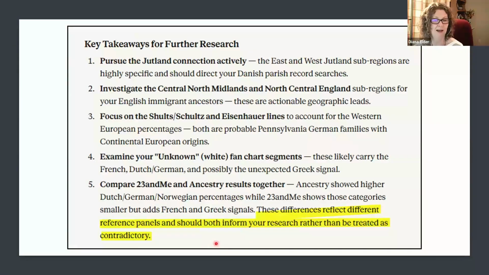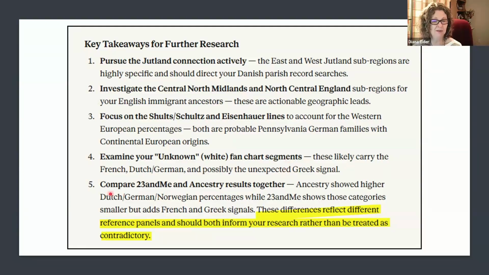And the ones that I really thought were interesting, I pretty much know the Danish, so I'm not too worried about that. Same with the Midlands and the English regions. I have a good idea for some of those more recent ones, but not further back. The Schultz and Eisenhower lines are already pretty accounted for, but the unknowns are interesting.